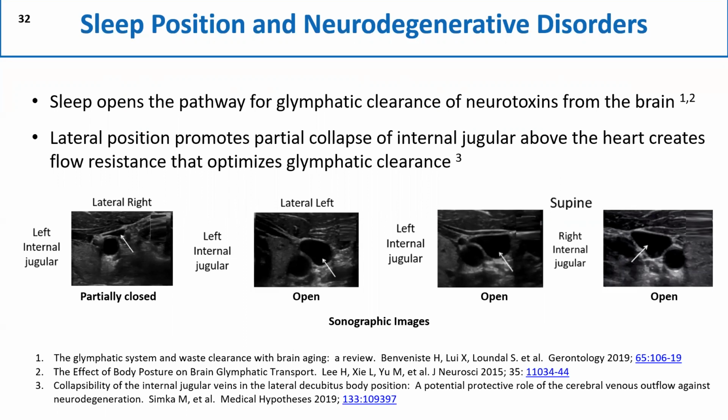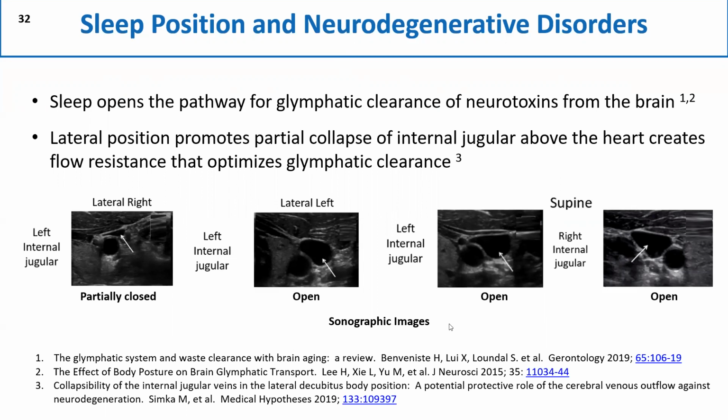So the first thing, Lee and colleagues back in 2015 imaged the clearance from the glymphatic system in rats. What they found was that the glymphatic clearance of the neurotoxins from the brain was stronger and more efficient when those rats were lateral left or lateral right than they were in the supine position.